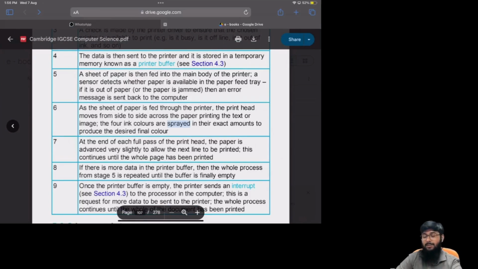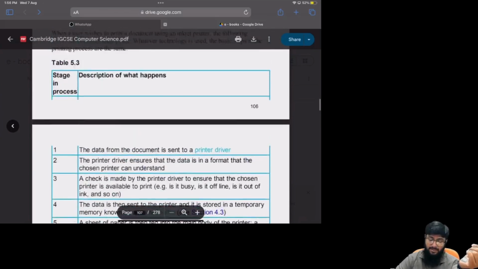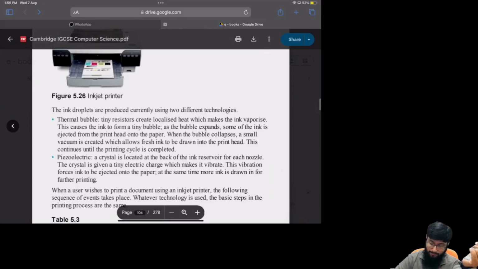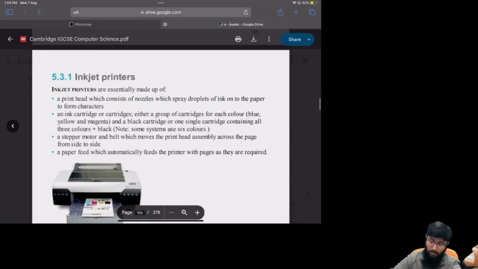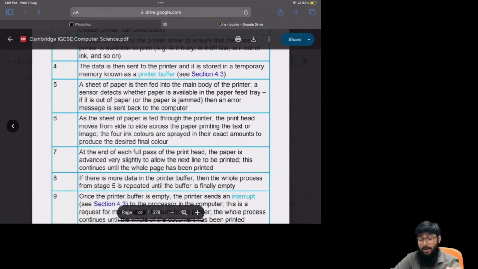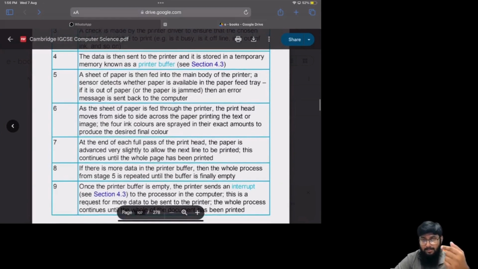The four ink colors are sprayed in the exact quantity. The four inks that we just discussed earlier, that were black. Over here they are. Black is over there, blue, yellow, magenta is over there. So these are the four colors that are sprayed if you are going to have colored printing. In the terminology of the market, it is known as four color printing.